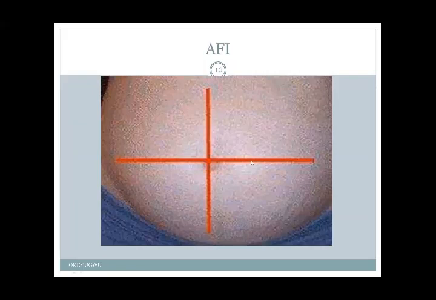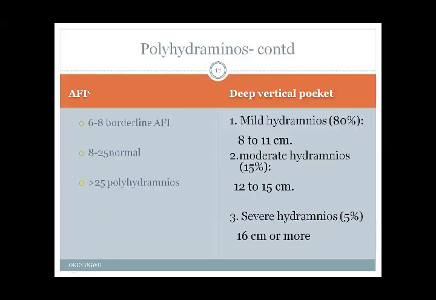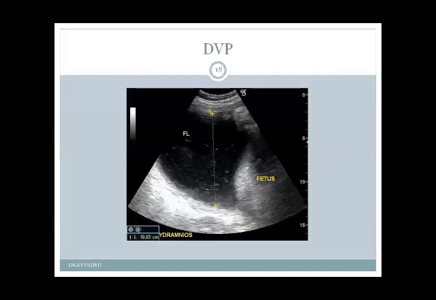You see, we are calculating it in the four quadrants. For AFI, 6 to 8 is borderline around term, and 8 to 25 is the normal one, and more than 25 is polyhydramnios. So mild hydramnios is around 8 to 10 centimeters, moderate, with 15% incidence, is 12 to 15 centimeters, and severe is 16 centimeters or more. This is how we are calculating.